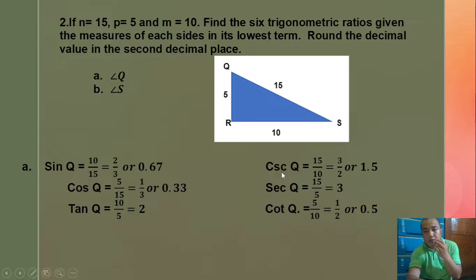So cosecant Q is hypotenuse over opposite side, so 15 over 10, 3/2, or 1.5. Secant Q is hypotenuse over adjacent side, so 15 over 5 is 3. Cotangent Q is adjacent side over opposite side, so 5 over 10, or 1/2. Okay, get it? Let's proceed to letter B, angle S.